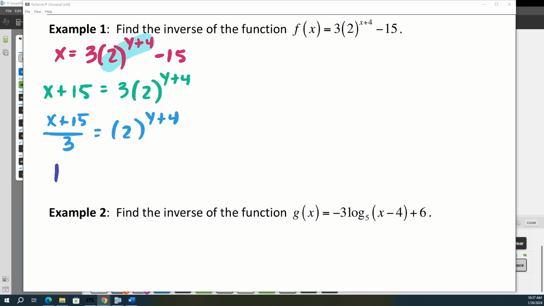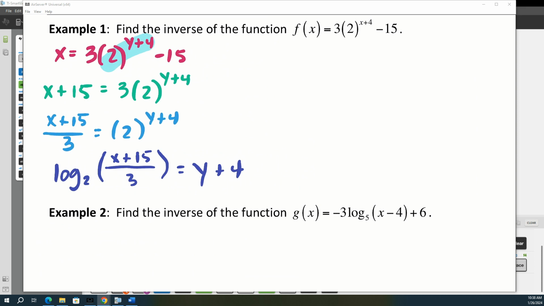So we'll start with the word log. What is the base of our logarithm going to be? 2. What is the argument going to be? X plus 15 over 3. And remember, a logarithm always equals the exponent. So someone in my last class, she's like, sometimes I still get confused about where to put what. So just trying to remember that a logarithm always equals the exponent might save you some time.